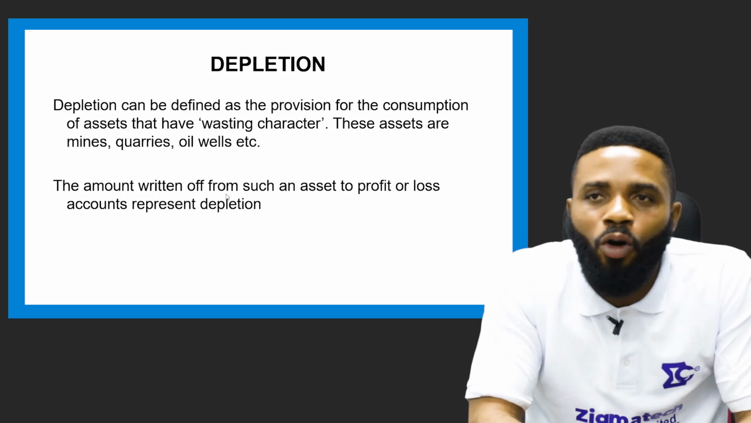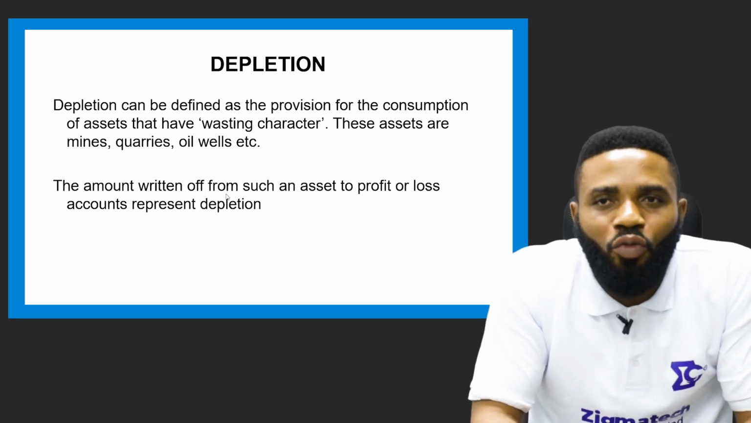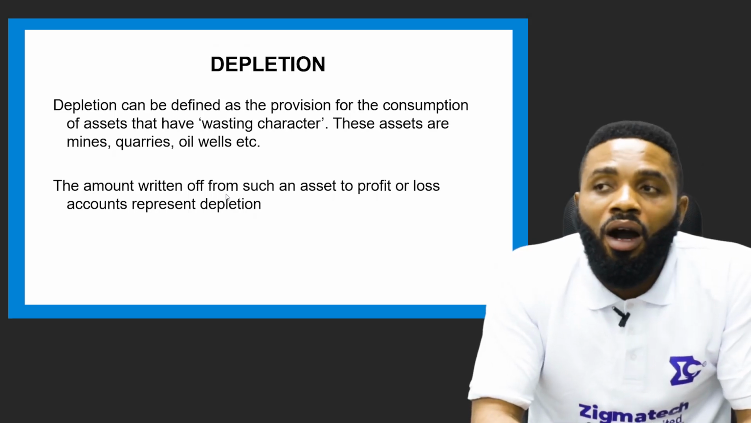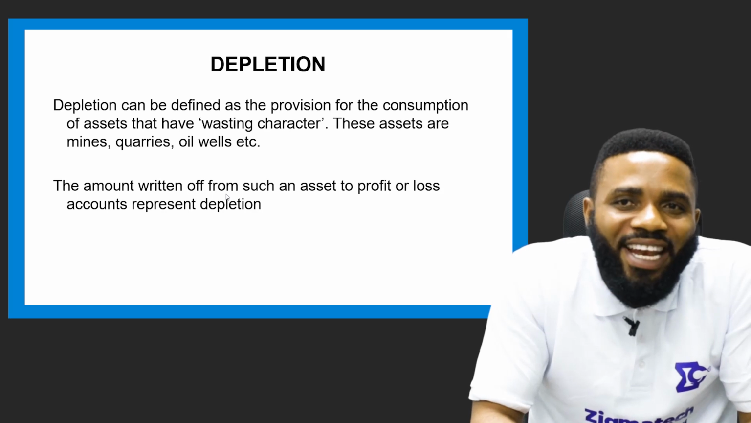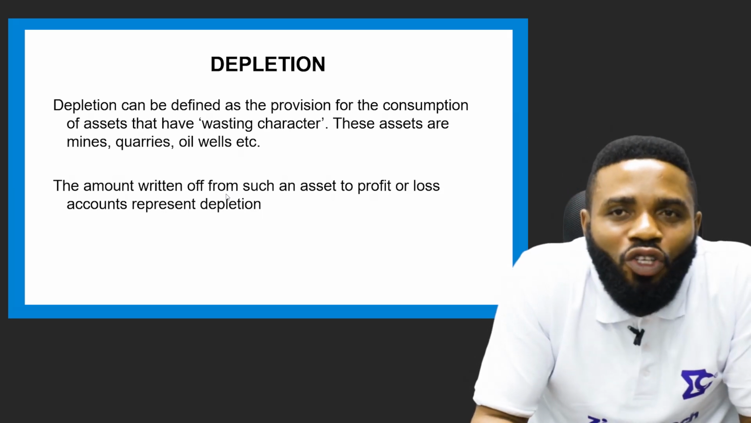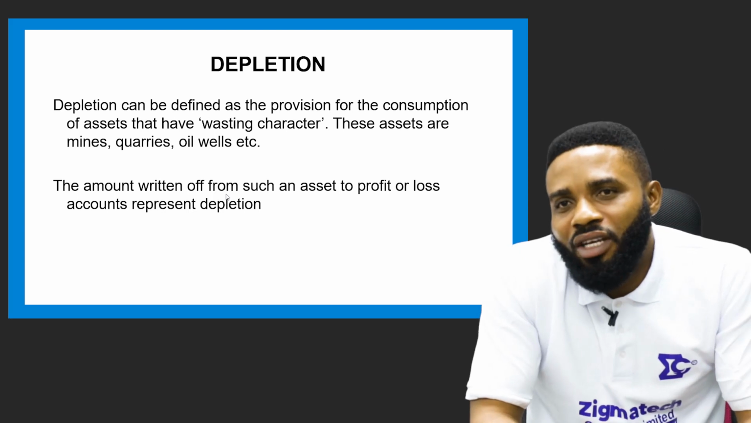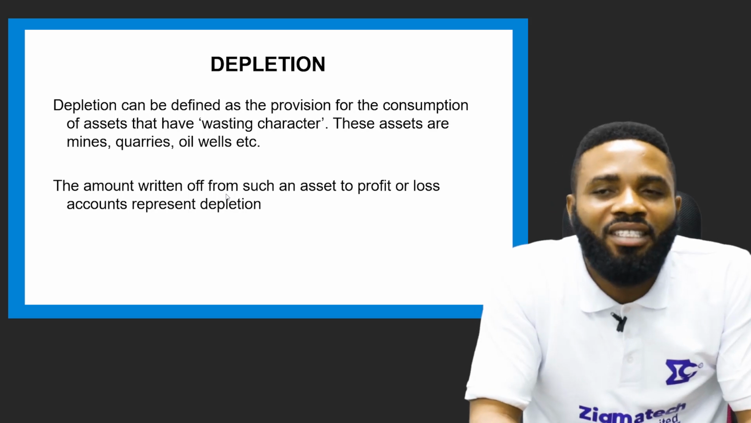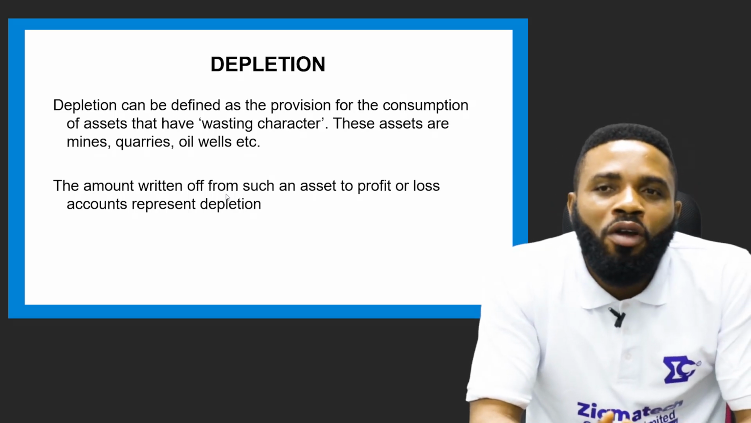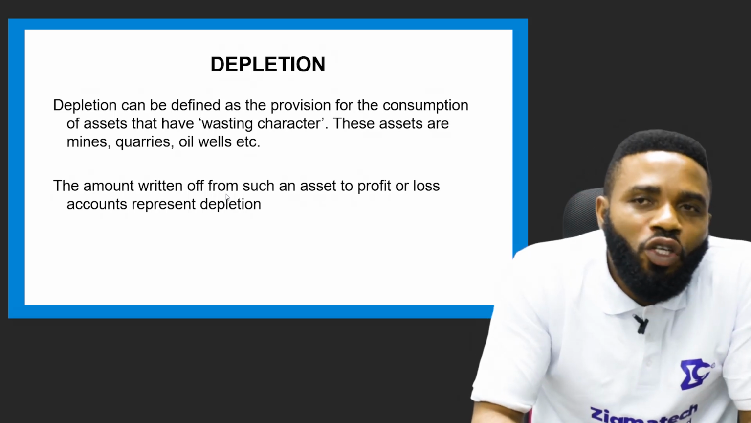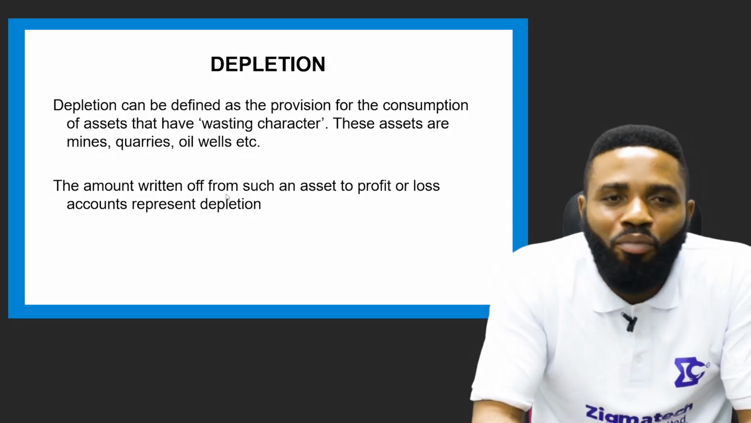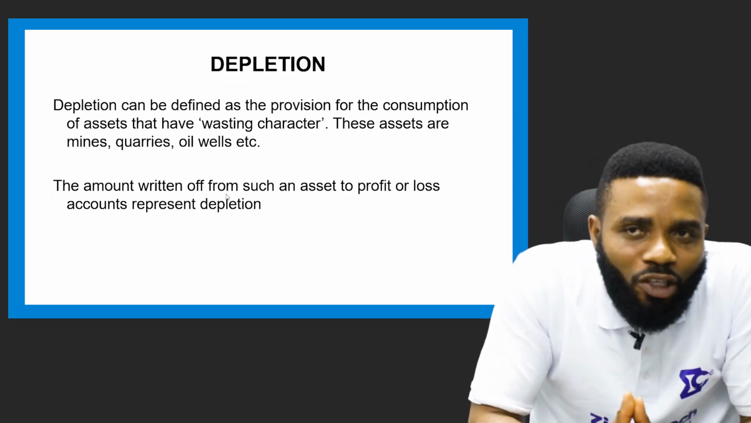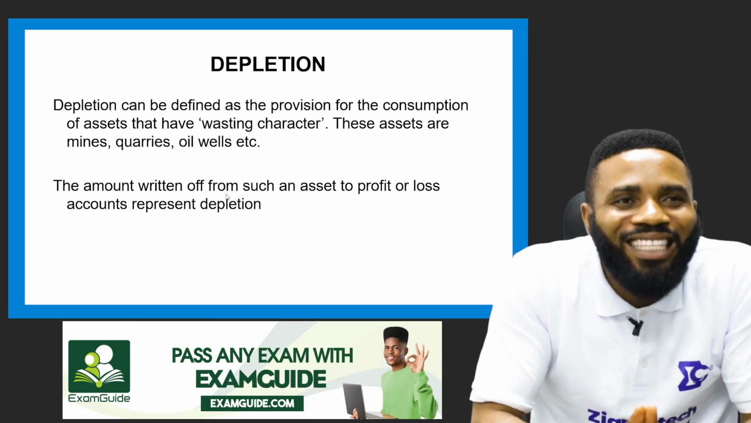I have explained before that when we talk about depletion, we are talking about depreciation that is charged on assets that are given to us by nature. There are assets that are given to us by nature. Example, oil wells. Example, quarries. Example, mines. Example, gold. These are assets that we get by nature. So when you continue to extract them, there may not be provision for replacement. Once you exhaust a particular oil well, the oil well has depleted.